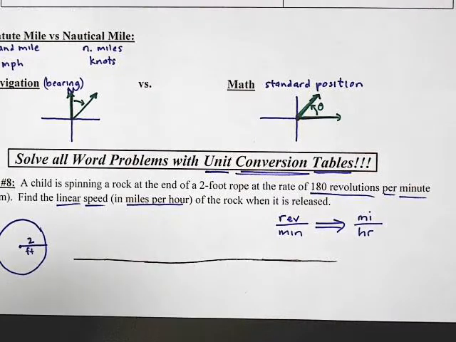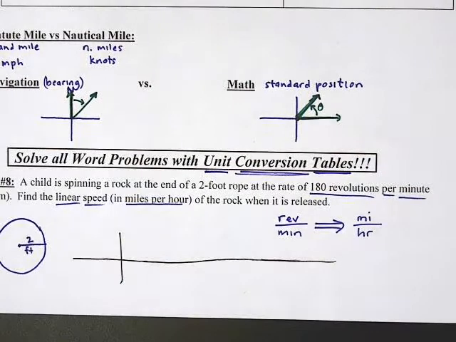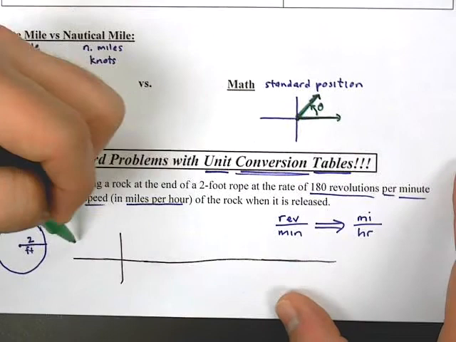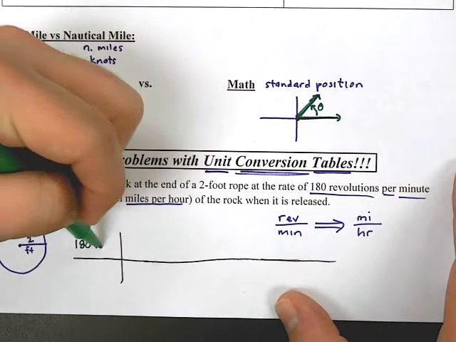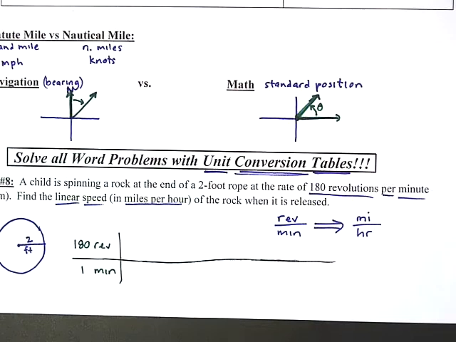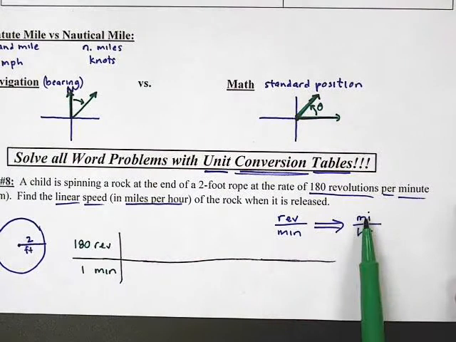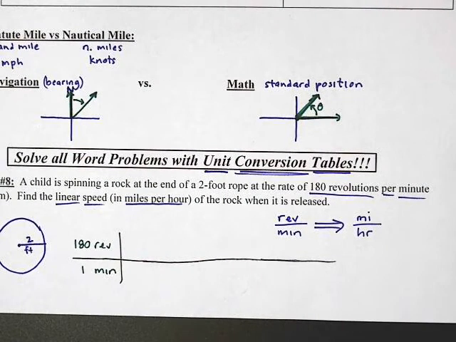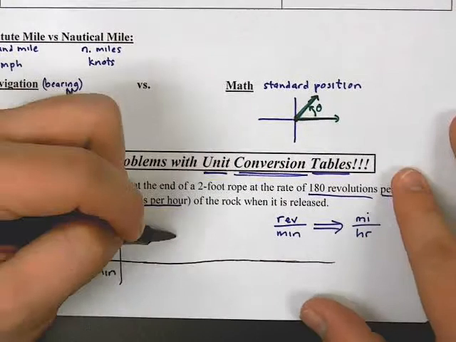And what I'm going to do is I am going to put what I'm starting with. I know that I have 180 revolutions occurring in 1 minute. Now let's take a look at this. We know that revolutions have to turn into miles, minutes have to turn into hours. All right? I would say the easiest, and so I'd probably start with this every time. I know that I have to get minutes into hours, right? So I'm going to make another bar here.